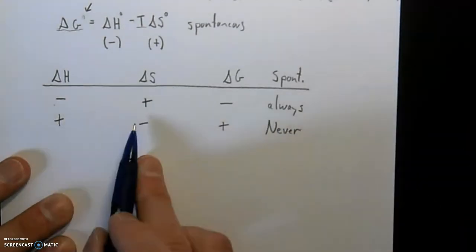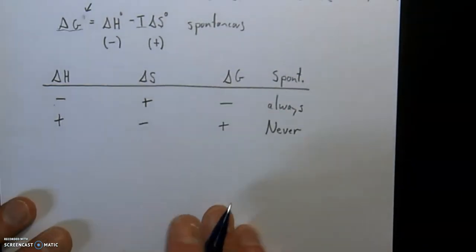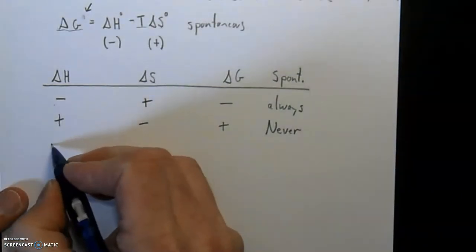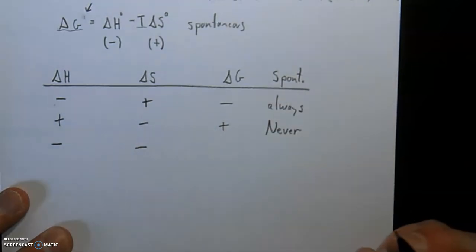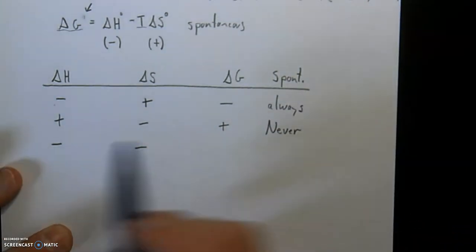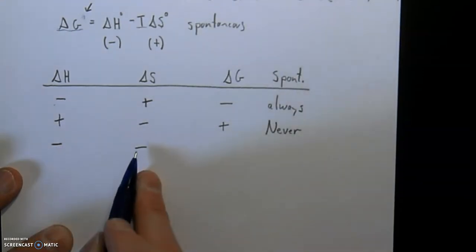If I know this, it's never going to be spontaneous. So what happens if we mix it up? And this is where it gets a little more clever. So, okay, I've got these two values here. How does this one lend to being spontaneous? Always. How does this lend itself to being spontaneous? Never.